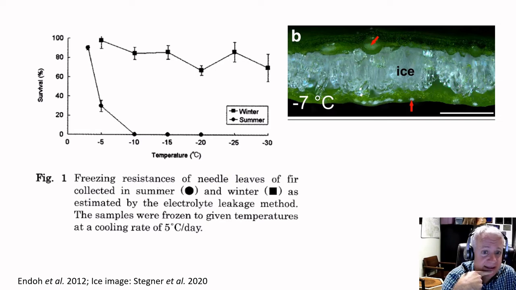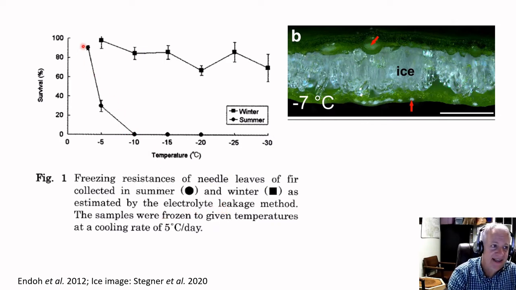So you can see the effects of frost injury here. This graph shows the effect of increasingly cold temperatures on needles of fir, both collected in the winter. So these are needles that basically have acclimated to really cold temperatures. And you can see that their measure of survival is good. Whereas needles collected during the summer and then subjected to these cold temperatures below 0 degrees Celsius, they very quickly succumb. They're basically measuring electrolyte leakage.